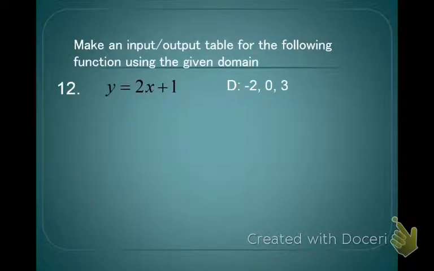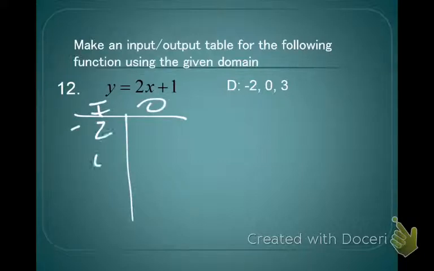Okay. Number 12. Okay. Inputs of negative 2, 0, and 3. And so, Jake, we're looking for outputs. I was stuck on 11 the whole time. Okay. Tell me your name. Ryan. Ryan. What you got? Negative 3, 1, and 7. Negative 3, 1, and 7 should be what you get.